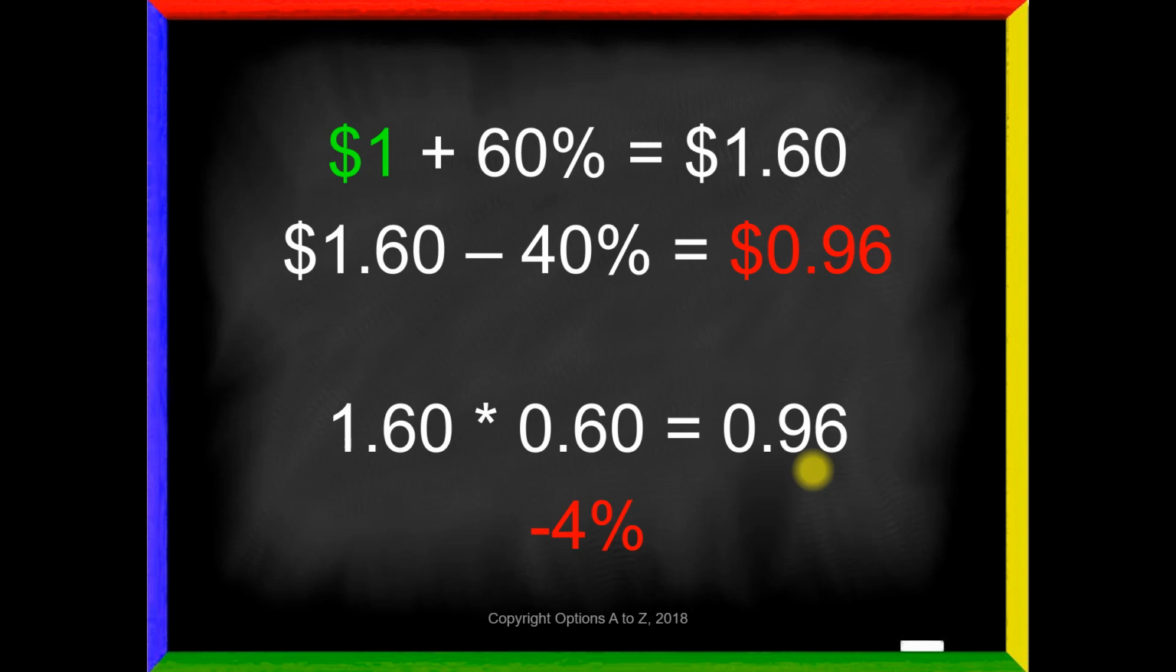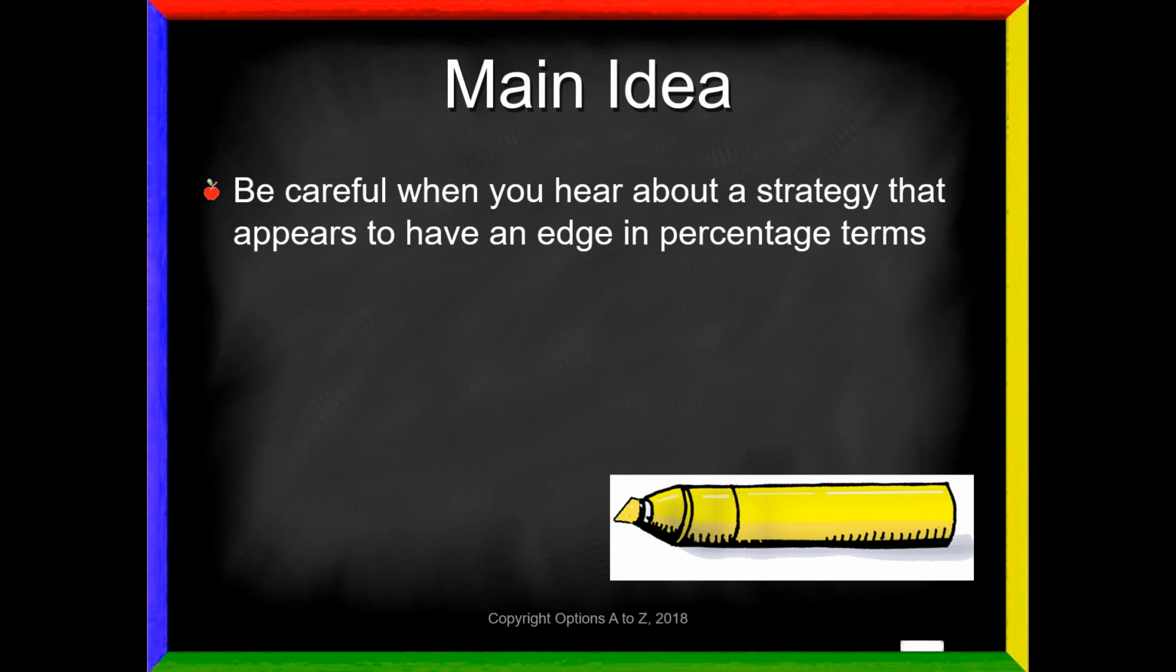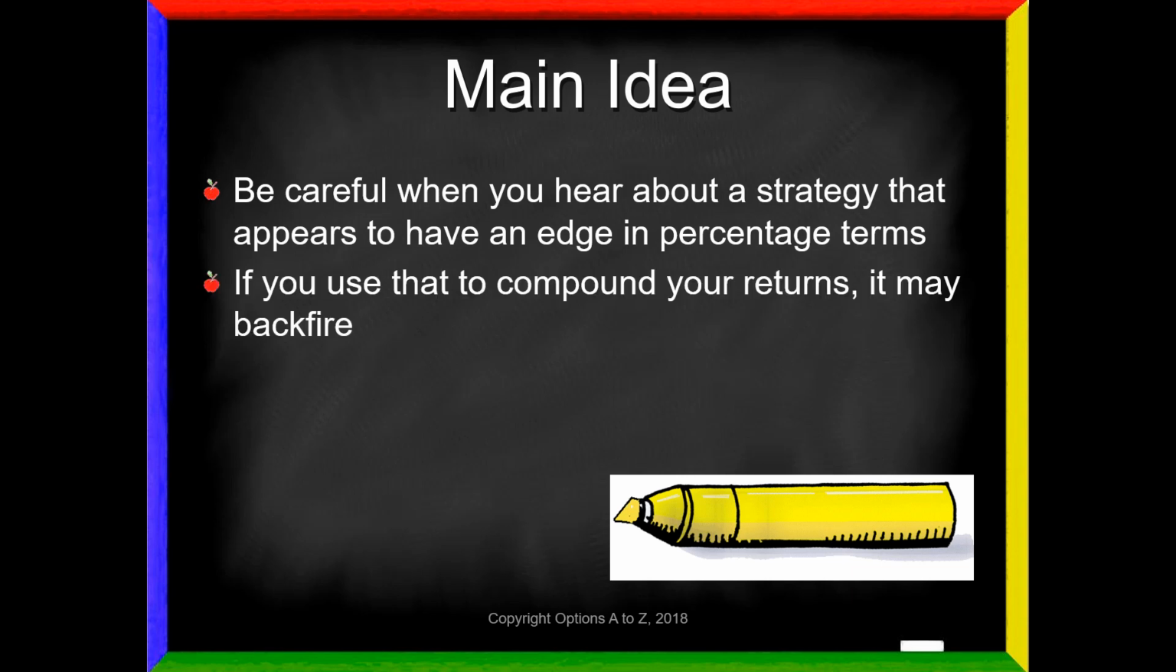It's like the old business school joke of the guy who sold everything at a loss but tried to make up for it in volume. It's not going to work. Yeah, it'll change the graph a little bit and it might drag out the inevitable a little bit longer, but you are still losing money at the rate of 4%. So the main idea here is that you have to be careful when you hear about a strategy that appears to have an edge in percentage terms. So if you use that to compound your returns to try and get these super lofty goals in a short period of time, it's probably going to backfire.